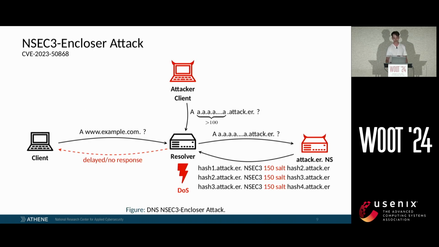And this allowed us to construct attacks like this. As an attacker, you send a query to some vulnerable resolver, where you demand the non-existence proof for some kind of domain, which has presumably more than 100 labels. And the resolver would then try to query the zone's authoritative name server, and that would respond with NSEC3 records that would maximize this kind of workload. So for example, 150 iterations and a very long salt.